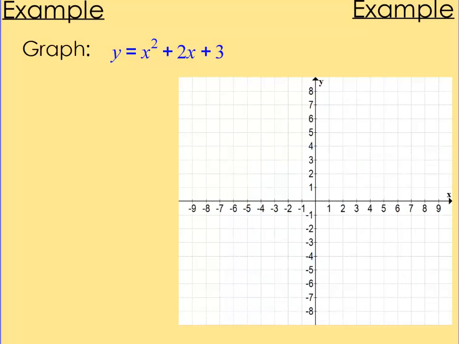So let's get started. Pause the video. Alright, graphing. It's similar to how we graphed last time. That's why I didn't put steps into this. The first thing I have to figure out is the vertex. So what's the vertex in this case?